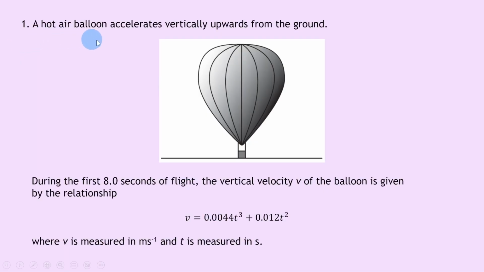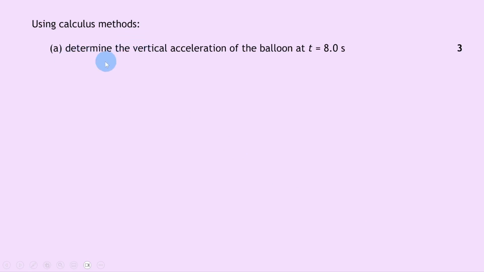Question 1 says a hot air balloon accelerates vertically upwards from the ground. During the first 8.0 seconds of flight, the vertical velocity v of the balloon is given by the relationship v equals 0.0044 t cubed plus 0.012 t squared, where v is measured in meters per second and t is measured in seconds. Using calculus methods, part A says to determine the vertical acceleration of the balloon at t equals 8.0 seconds, and you'll see there's 3 marks available for this.